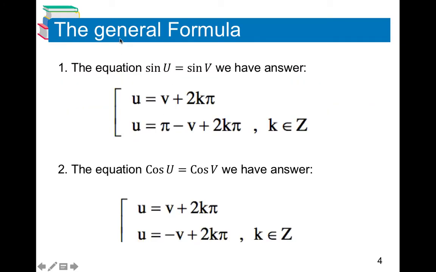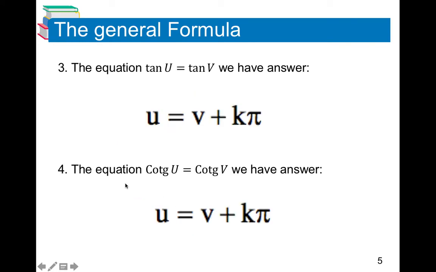Let me show the general formulas of trigonometry. For the sin function, we have sin u equals sin v. So we can conclude two answers: u equals v plus 2k pi, and u equals pi minus v plus 2k pi. For the cos function, like we have cos u equal cos v, the answer is u equals v plus 2k pi and u equals minus v plus 2k pi.